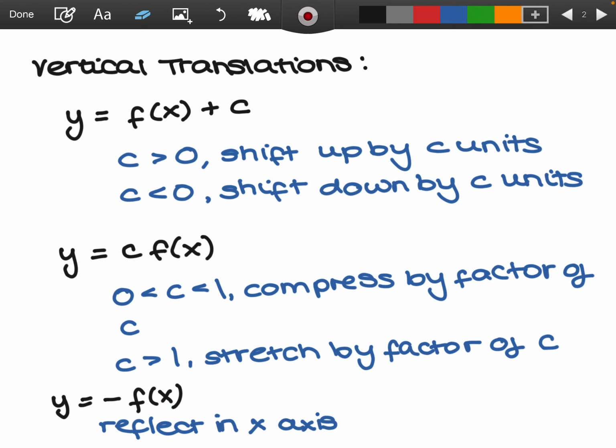If you put a negative in front of it, so if we had negative x squared or negative x cubed or negative x or whatever your basic function was, you just reflect that in the x-axis. So you're literally just going to take what you had and do the mirror image of it across the x-axis.